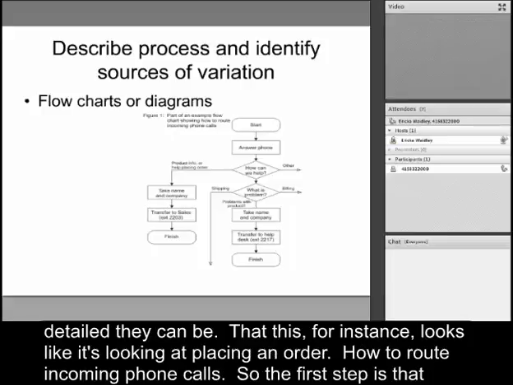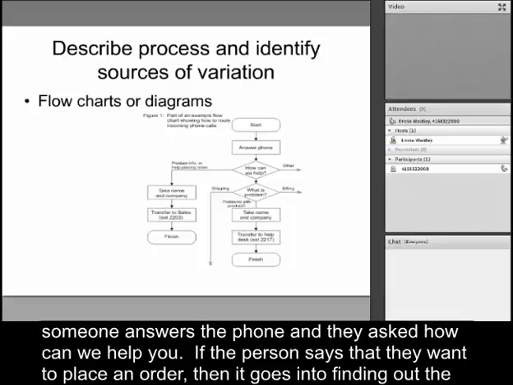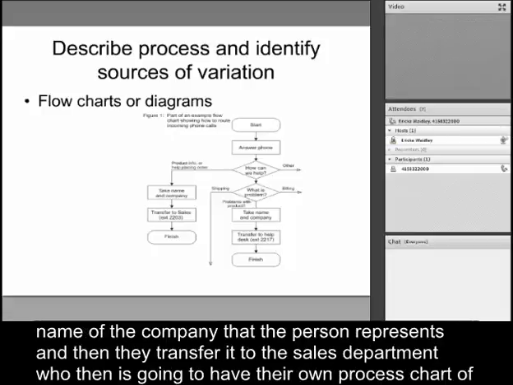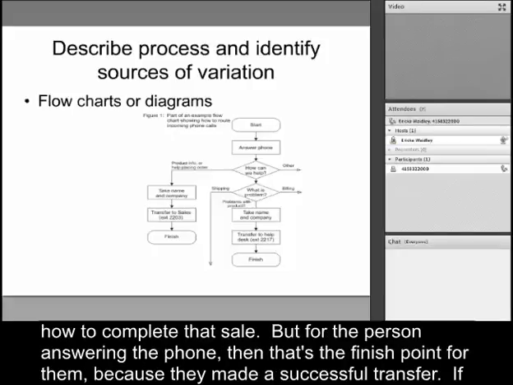And you can see how detailed they can be. This, for instance, looks like it's looking at placing an order or how to route incoming phone calls. So the first step is that someone answers the phone and they ask, how can we help you? If the person says that they want to place an order, then it goes into finding out the name of the company that the person represents, and then they transfer it to the sales department, who then is going to have their own process chart of how to complete that sale. But for the person answering the phone, that's the finish point for them because they've made a successful transfer.